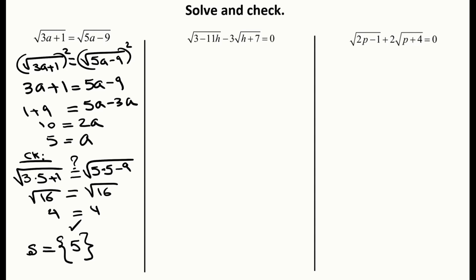here we notice that we have 2 square roots on one side. So we're going to go ahead and move one of them to the other side. I'll go ahead and move the negative 3 radical h plus 7 to the other side. So we get square root of 3 minus 11h equals 3 radical h plus 7.